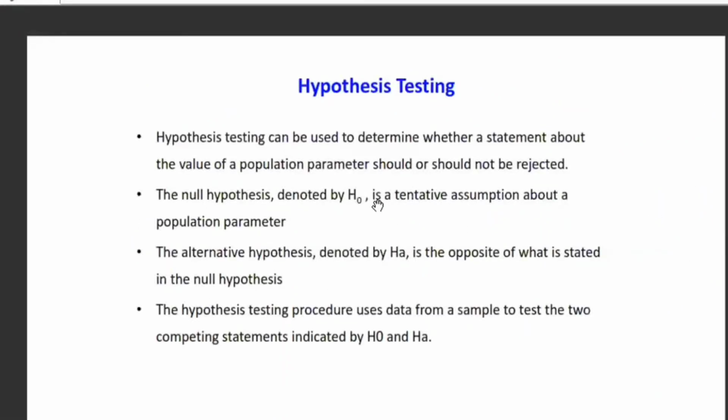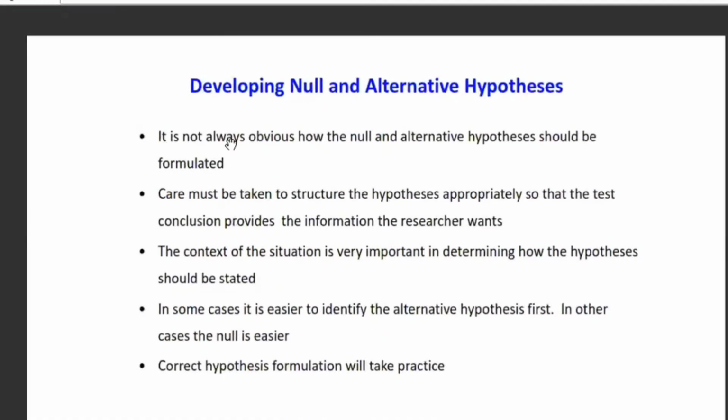Now, null hypothesis is an assumption about the population parameter. Alternate hypothesis is just opposite to the null hypothesis. Alternate hypothesis you can write as HA or H1. Null hypothesis is denoted by H0. It is not obvious how the null and alternate should be formulated. Care must be taken. You have to understand what the present situation is, for which one you are taking action, and for which one you are not taking action. If you understand that, you can easily formulate.